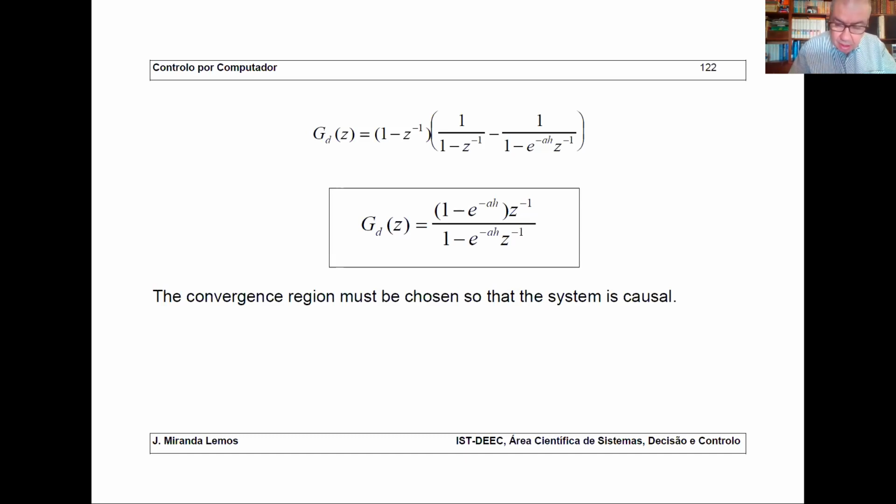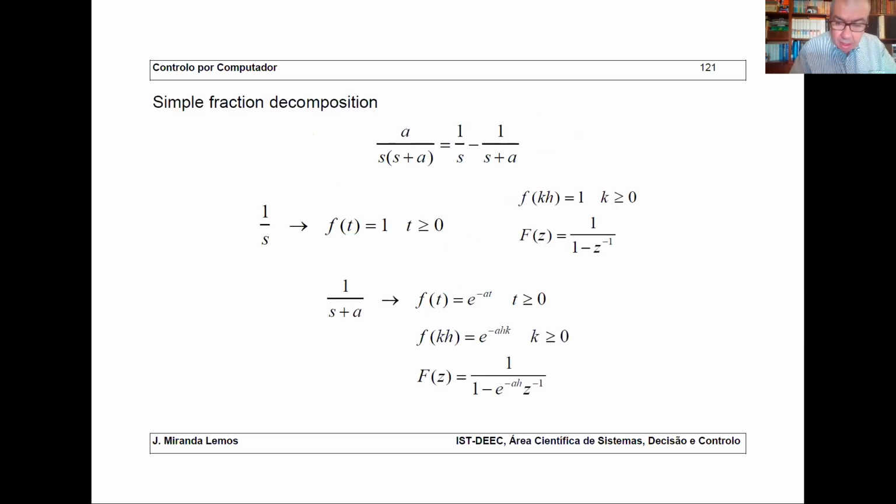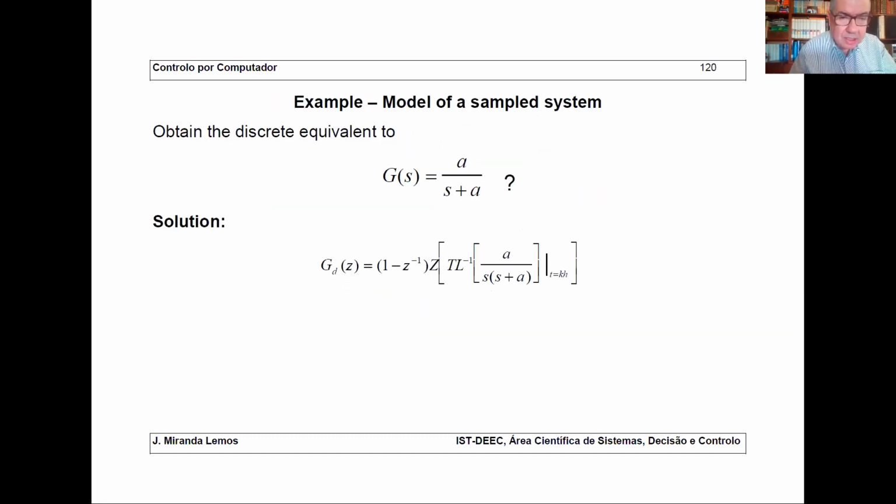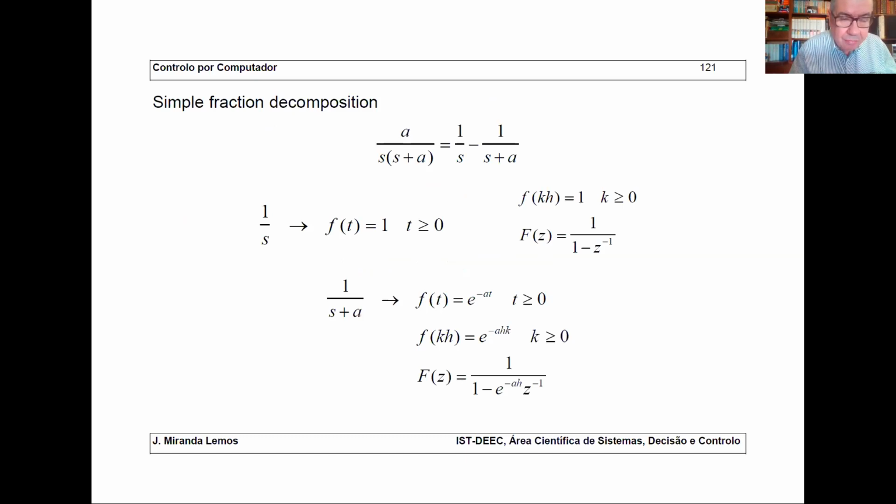The other thing is, what is the static gain in continuous time? The static gain, I remember, is one. How do you compute it? S equal to zero. So that becomes a divided by a, and that's one. Now, in discrete time, you are doing nothing more than sampling. In discrete time, the static gain should be the same.